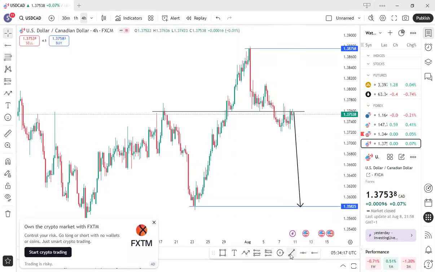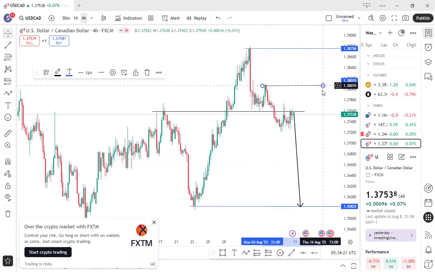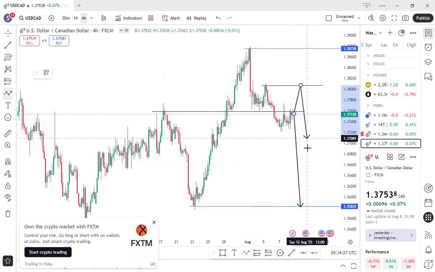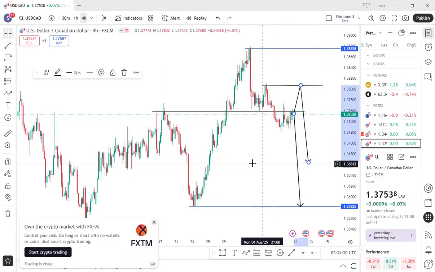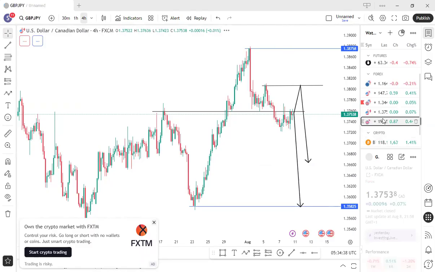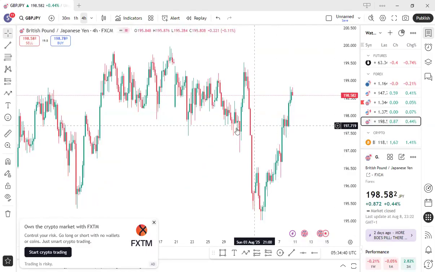So no matter what the price is doing, there's another high here that also can react to the price. So what price can do, if there's a push up, price can push all the way to these highs and then reaction will happen, continuation to the downside. So this is it on USD CAD, and we'll go down to the next one, which is GBP JPY.